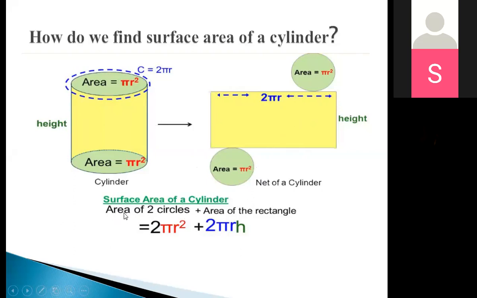Area of two circles, right? How did we get two circles? We opened up the cylinder, we took one circle, pi r square, we took another circle, pi r square, isn't it? So two circles means 2 pi r square, isn't it? And then the area of rectangle. Now you will not take area of rectangle as length into breadth.